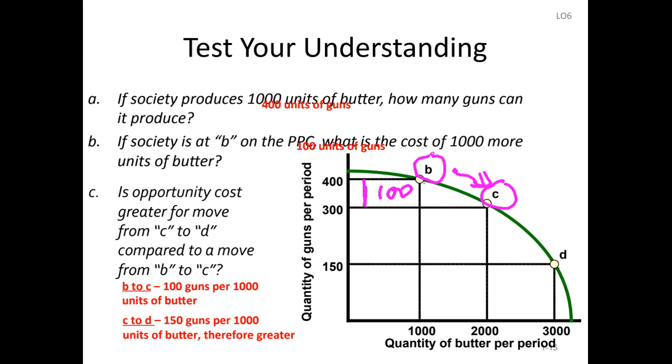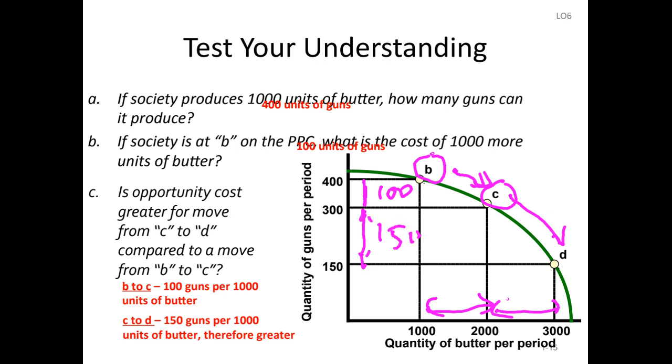guns. Okay. Now see, if you move from point C to point D, 1,000 butter again, from 2,000 to 3,000, the increase in butter production will be the same. So every time you are increasing 1,000 units of butter. But notice, when you move from B to C, you give up 100 guns, but when you move from C to D, you are giving up more guns, 150, not 100 this time.